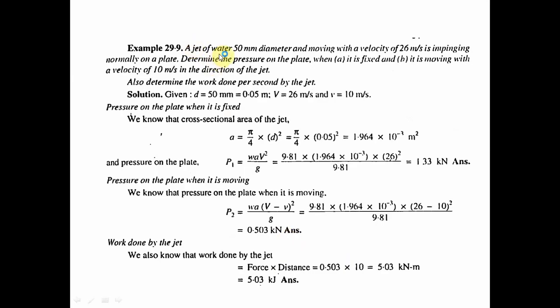So next one, a jet of water 50 mm in diameter and moving with a velocity of 26 meters per second is impinging normally on a plate. Determine the pressure on the plate when it is fixed and when it is moving with a velocity of 10 meters per second in the direction of the jet. So they are given the velocity of the water, and when the plate is fixed, what is the pressure, and when it is moving, what is the pressure. Okay, so also determine the work done per second by the jet. Then you have to define the work done.